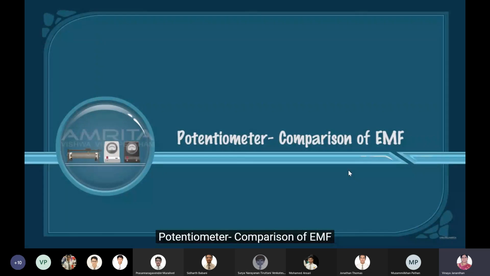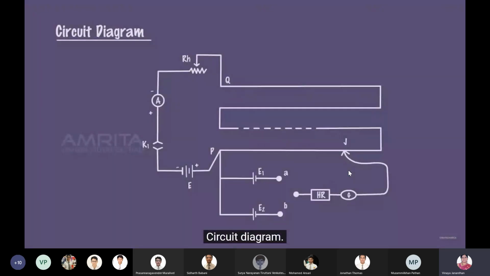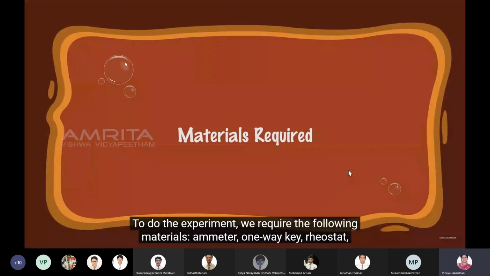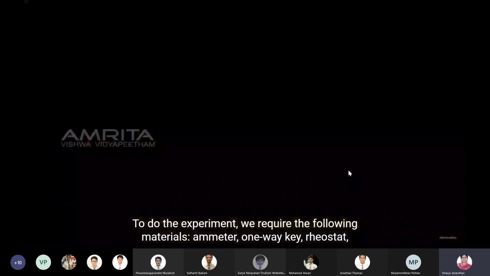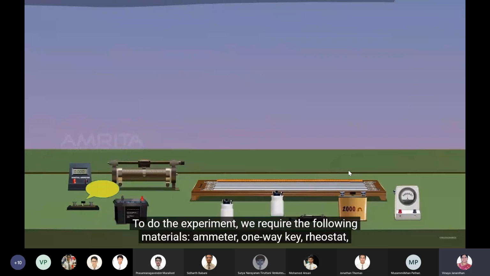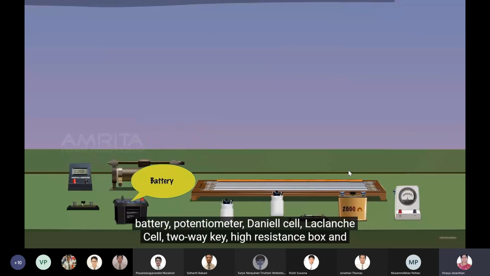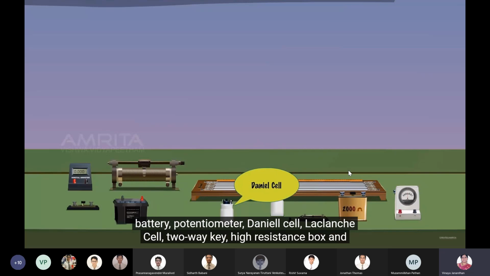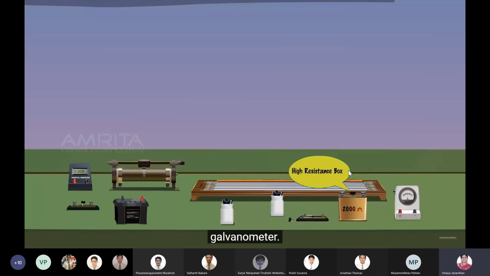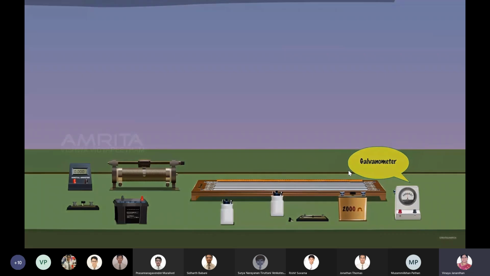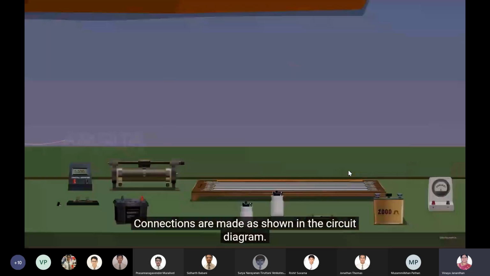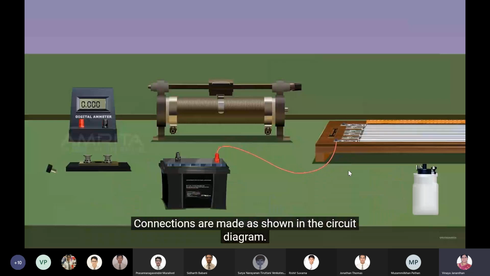Potentiometer comparison of EMF circuit diagram. Materials required: ammeter, one-way key, rheostat, battery, potentiometer, Daniell cell, Leclanché cell, two-way key, high resistance box and galvanometer. Procedure. Connections are made as shown in the circuit diagram.